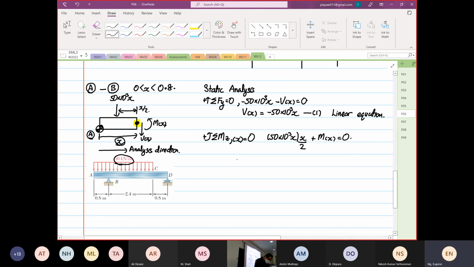So now M as a function of x is equal to minus 25 times 10 to the power 3 x squared. Equation number 2, second order polynomial.